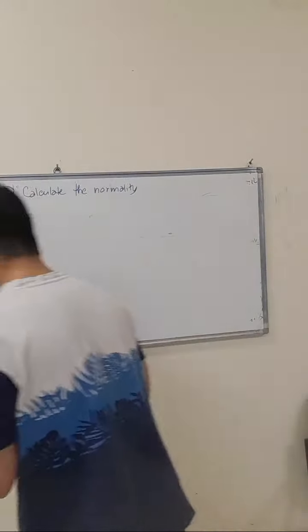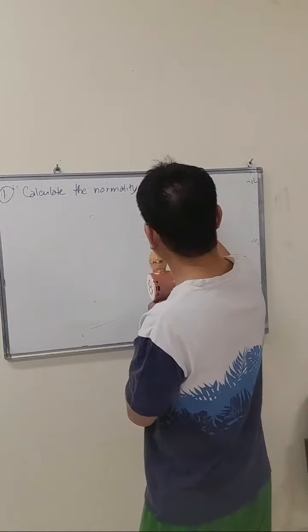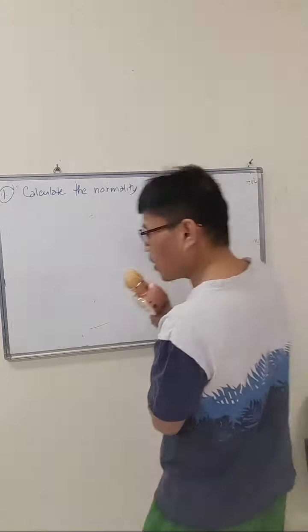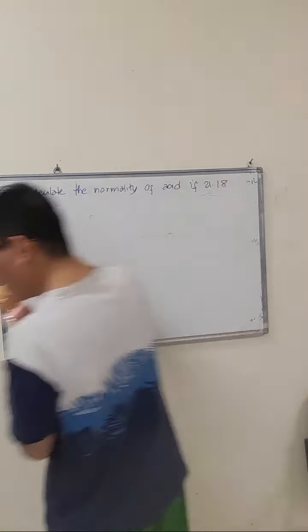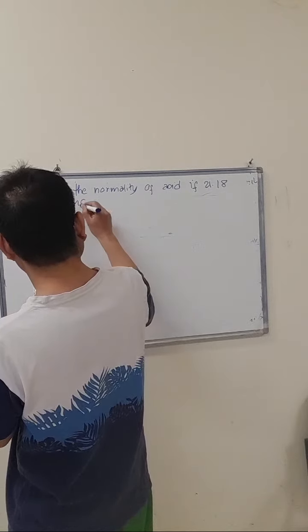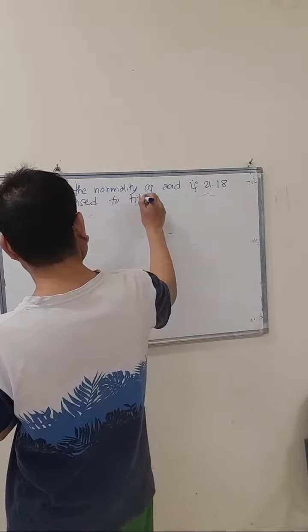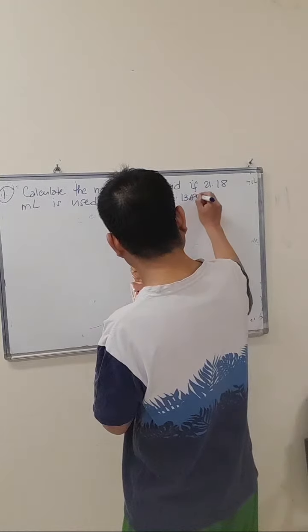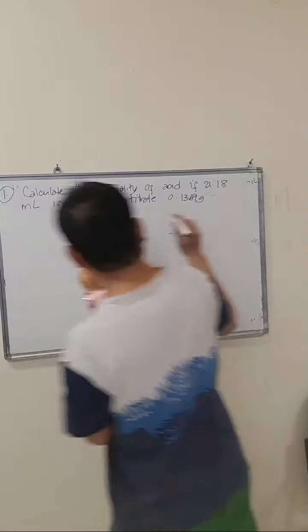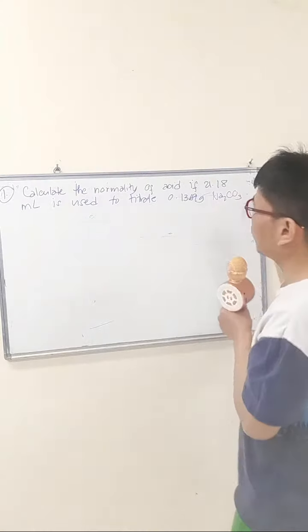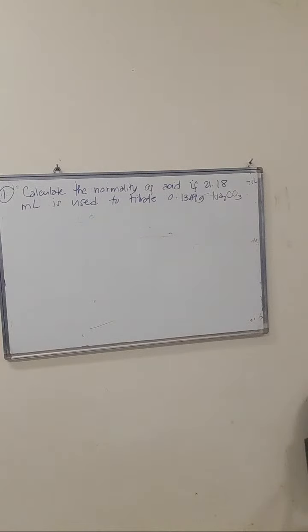Okay, calculate the normality of acid if 21.18 milliliters is used to titrate 0.1369 grams of sodium carbonate. Sodium carbonate, okay? So calculate the normality of acid if 21.18 ml is used to titrate 0.1369 grams sodium carbonate.